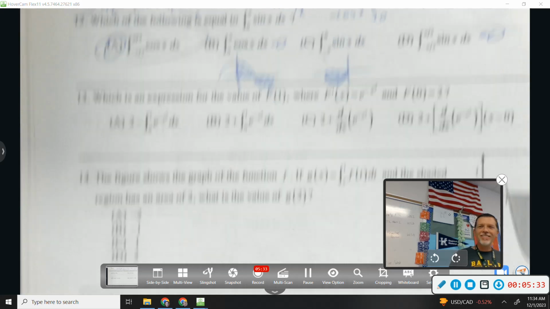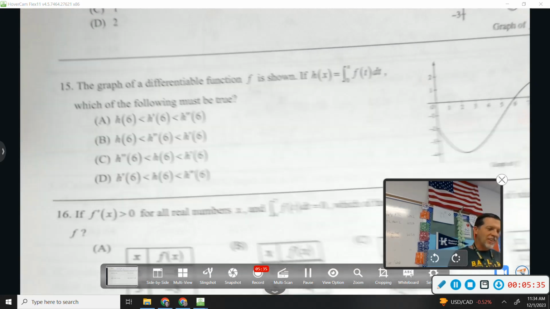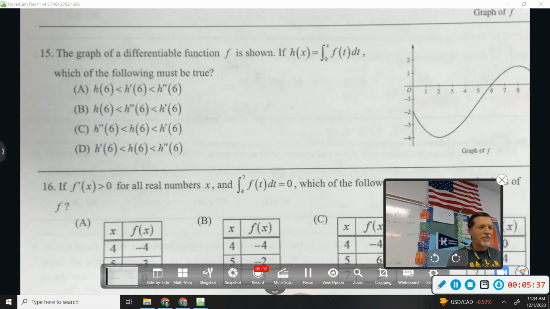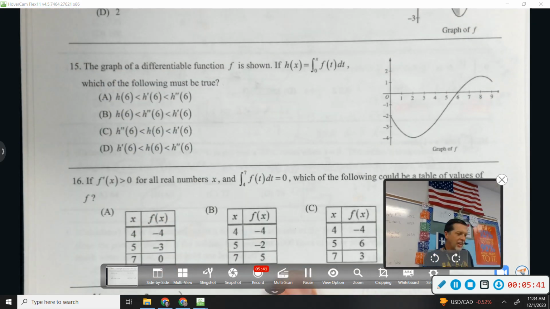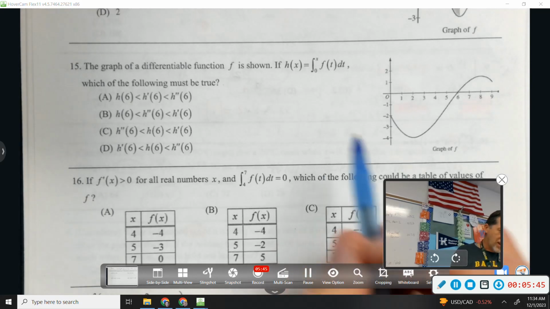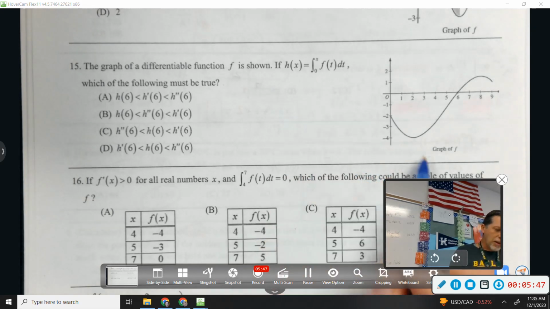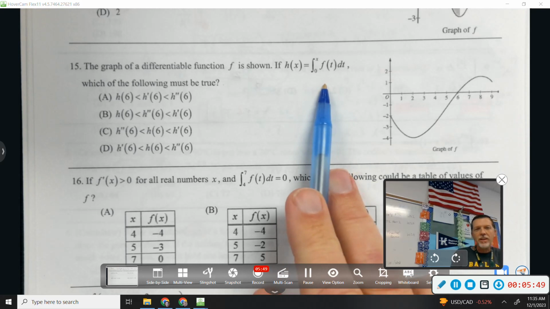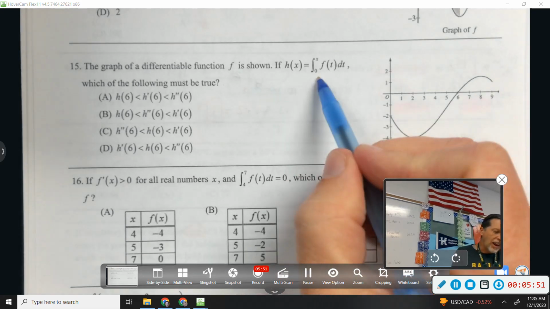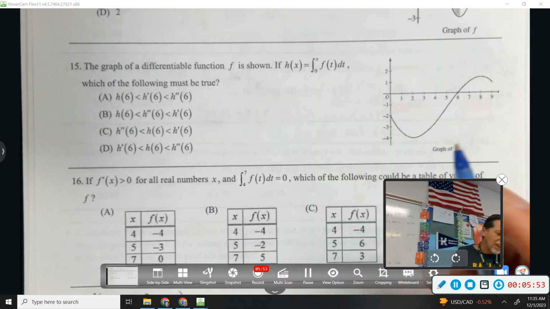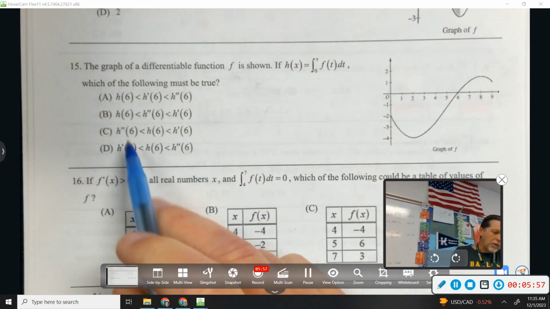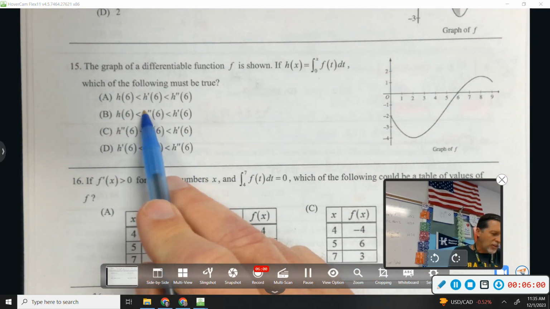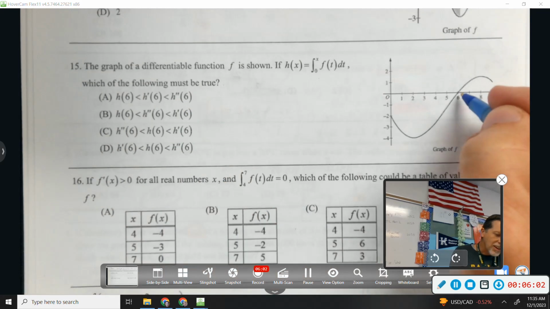They should have. Number 15. This is the last one, and then we'll watch the fun video. It's loosely related to calculus. The graph of the differentiable function is shown. This is like the last example we did, or the last notes page thing we did. H is the area from 0 to x of this thing. Which of the following must be true? And we're comparing h to h prime to h double prime at 6.